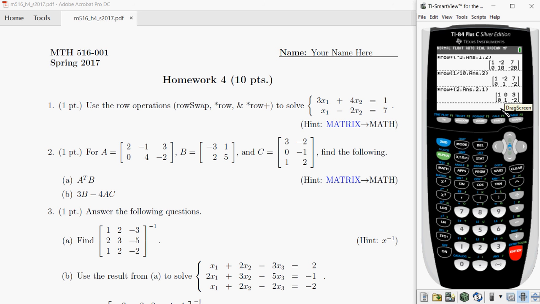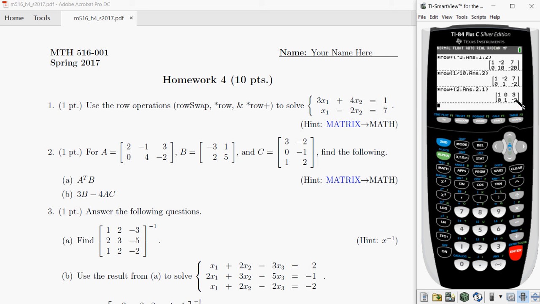Then we know the solution, because if you turn the first row into an equation, we have x1 is equal to 3. The second row tells you that x2 is equal to negative 2. So what shows up on the right-hand side is the x1 value and the x2 value.